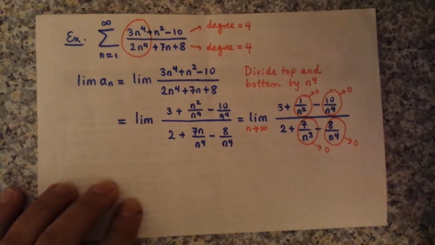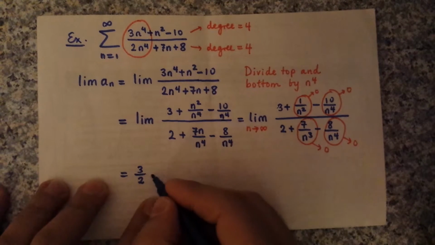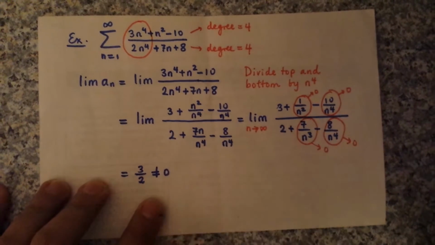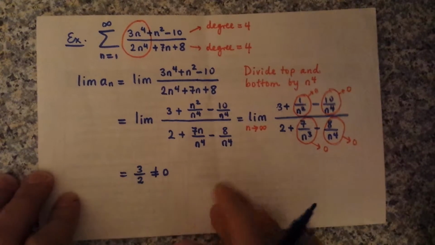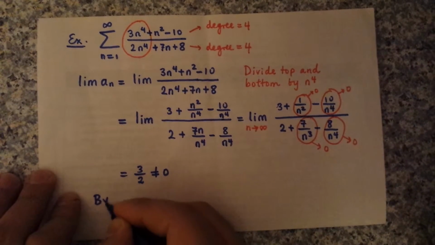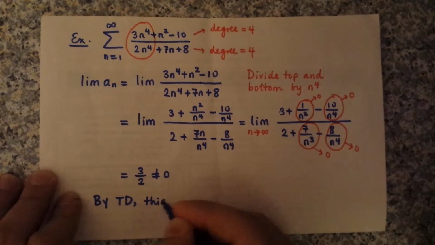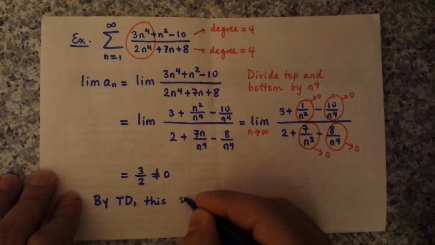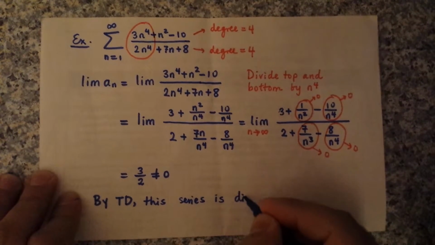So you can see the limit of a_n is just 3 halves, which is not 0. Please be careful with this. The sequence is convergent, but we're talking about the series. So by the test for divergence, this series is divergent.